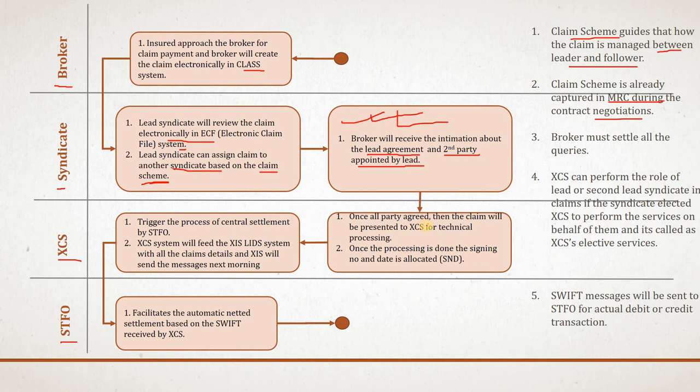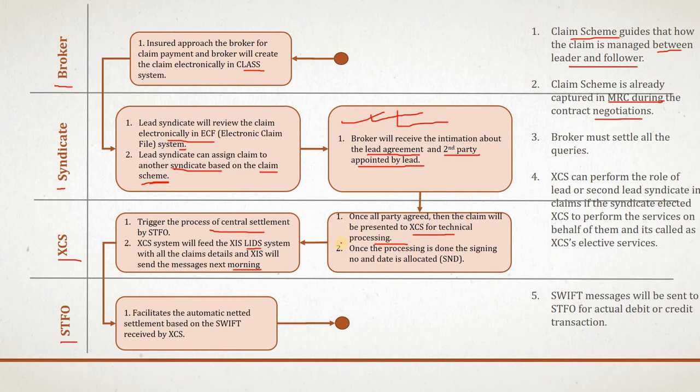Then once all the parties have agreed, the claim will be presented to XCS for technical processing. XCS stands for Exchanging Claim Services. Once the processing is done, the signing number and date are allocated by XCS to that particular claim, and the information is then pushed into the LIDS system, the London Insurance Data System. That triggers the processing of central settlement by the STFO, and the XCS system will feed the XIS LIDS system with all the claim details, and XIS will then send the messages the next morning.